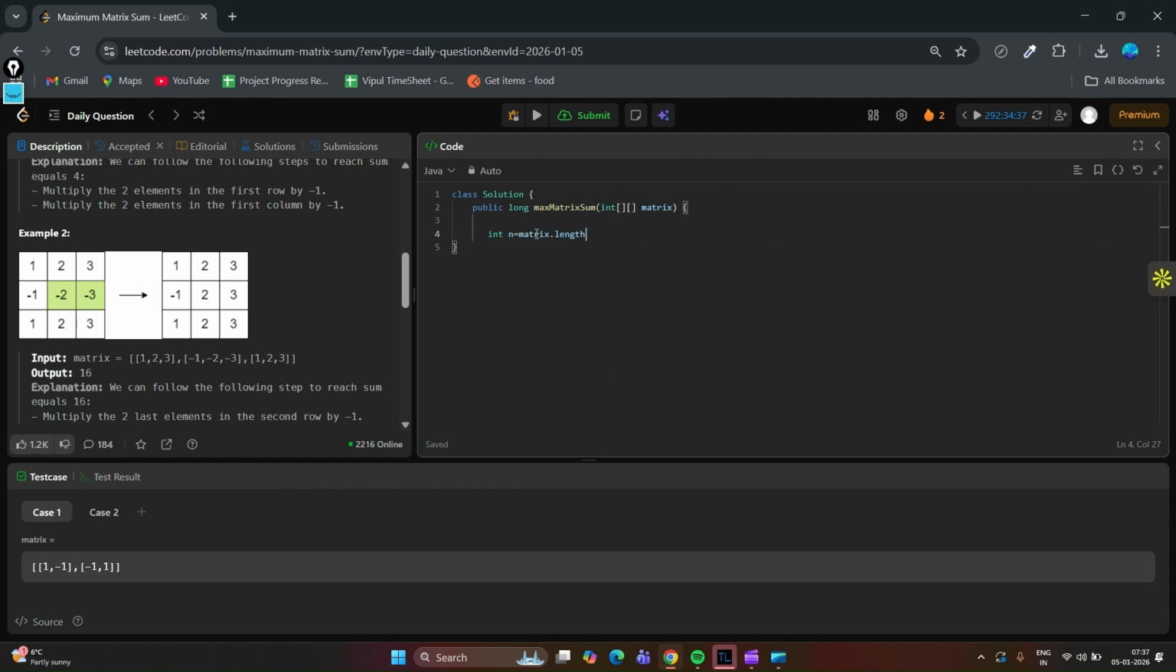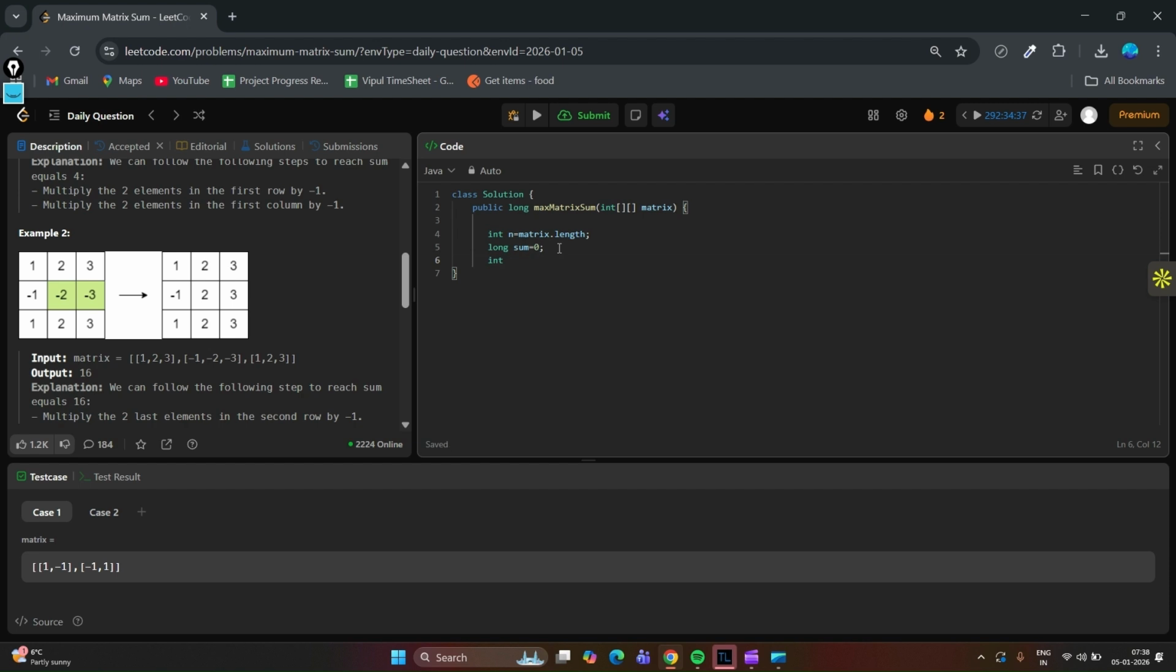Length, length, okay? Now what? I need sum. So we write int sum equal to 0. One mistake here is that you don't take int. Why? Because the return type is long, so you have to write long, okay? Now I need a compare, okay? I need a compare.